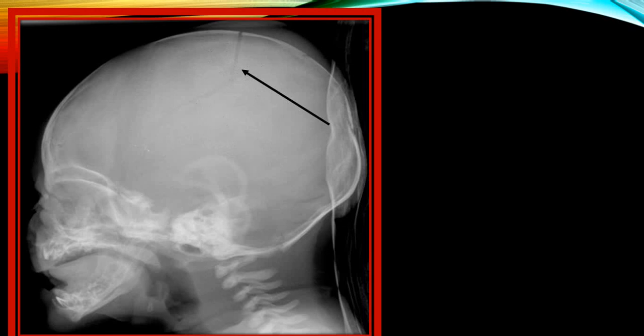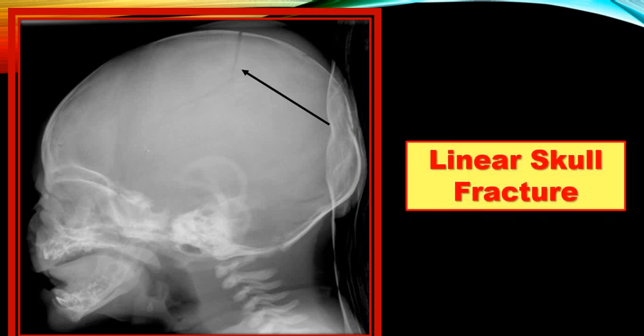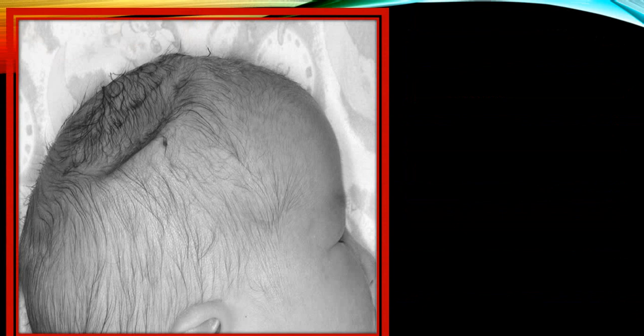This may happen from compression of the head by the use of forceps, or from the skull pushing against the maternal symphysis or the ischial bone, leading to fracture. But as I say, it is usually a simple and self-limiting problem. What we can see here is the head of a newborn, and here is the depression on the skull bone, again the parietal bone. We call this a depressed skull fracture.